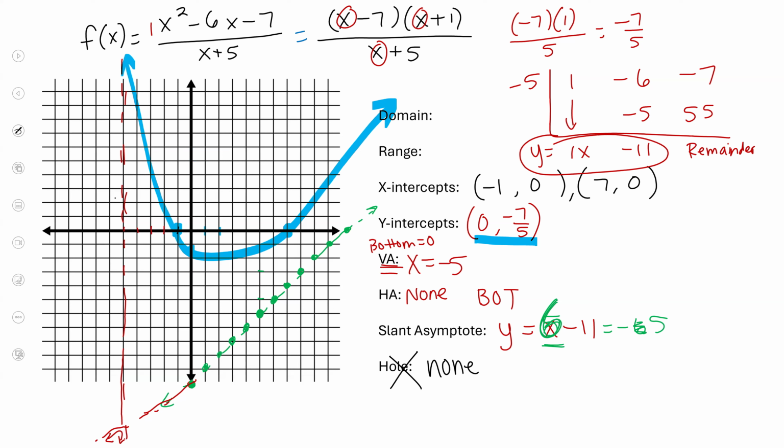Down there. If you were to zoom out, this is your vertical asymptote, this is your horizontal asymptote. Your graph would be here and here, if I were to zoom out.